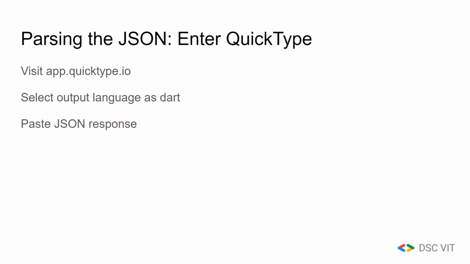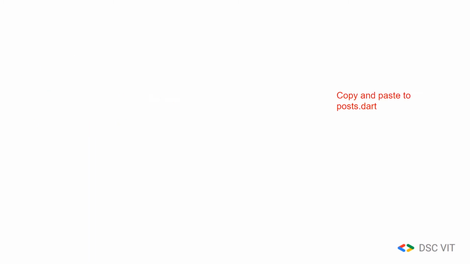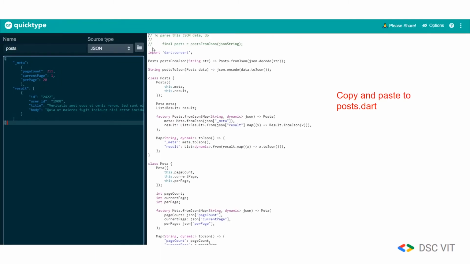And for parsing the JSON, we are going to be using QuickType. QuickType is a very good service on the internet to convert a JSON object into a valid class of any language. So we're going to be setting the output as Dart and pasting the JSON response over there. So this is what it looks like. We're going to be pasting our JSON response over here. I've already deleted the rest of the stuff which is not useful for us, and only the useful stuff remains. It returns something like this, and you can copy and paste this.